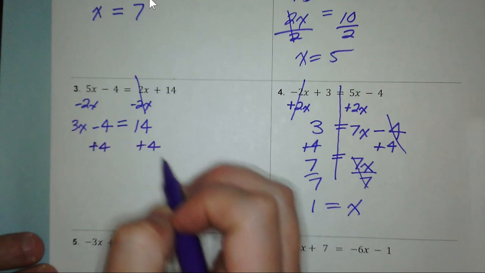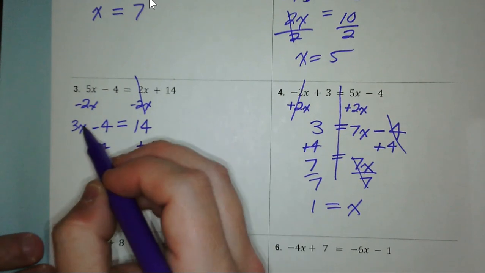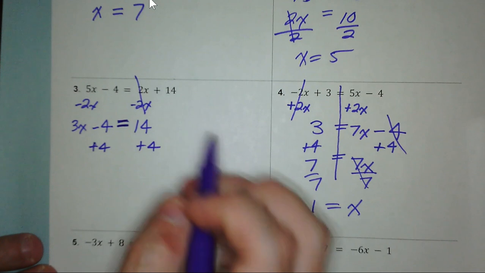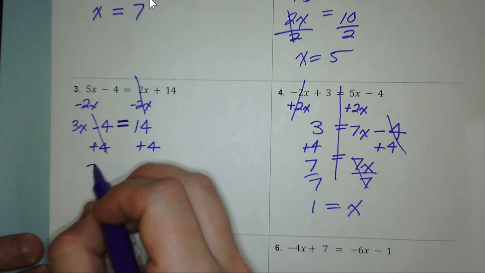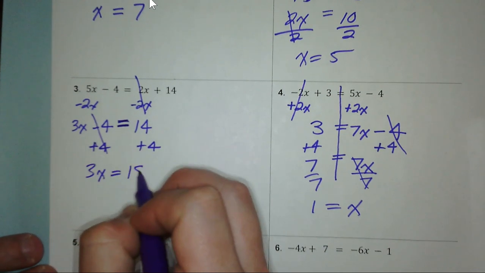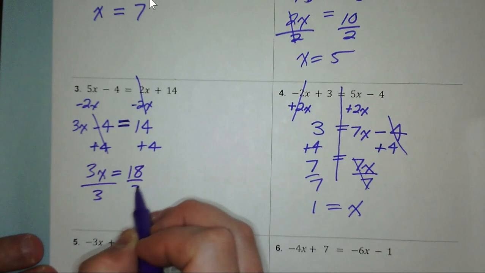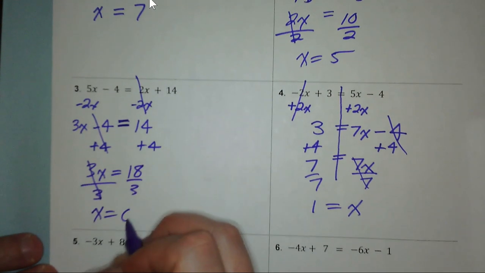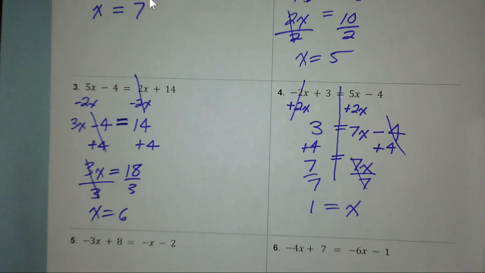You should probably add 4 to both sides, because now we've got to get that x all by itself on the left side of the equal sign. So now we have 3x equals 18, and now we can divide both sides by 3. And so x equals 6.